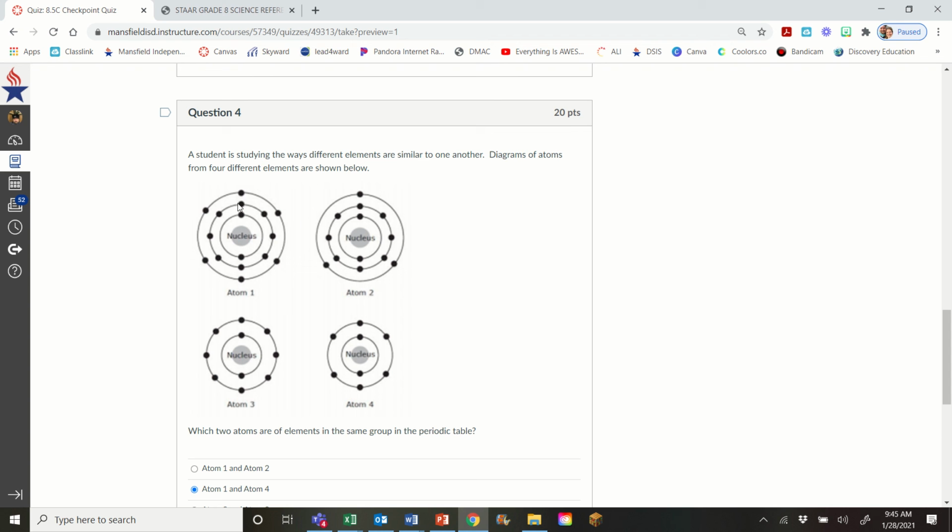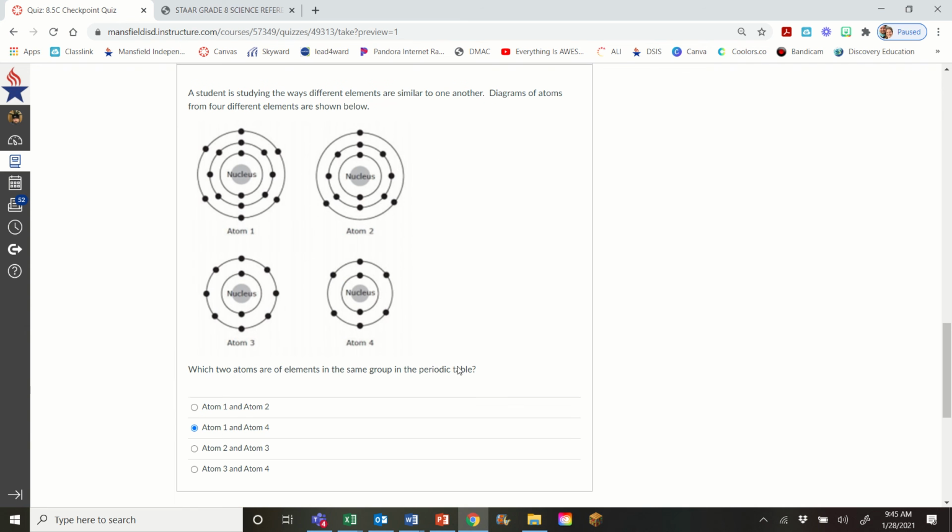All right, so for atom number 1, I have 1, 2, 3, 4, 5, 6. For atom number 2, I have 1, 2, 3. For atom number 3, I have 1, 2, 3, 4, 5, 6, 7, 8. And atom number 4, I have 1, 2, 3, 4, 5, 6. So atom number 1 and atom number 4 both have 6 valence electrons, so they are in the same group.